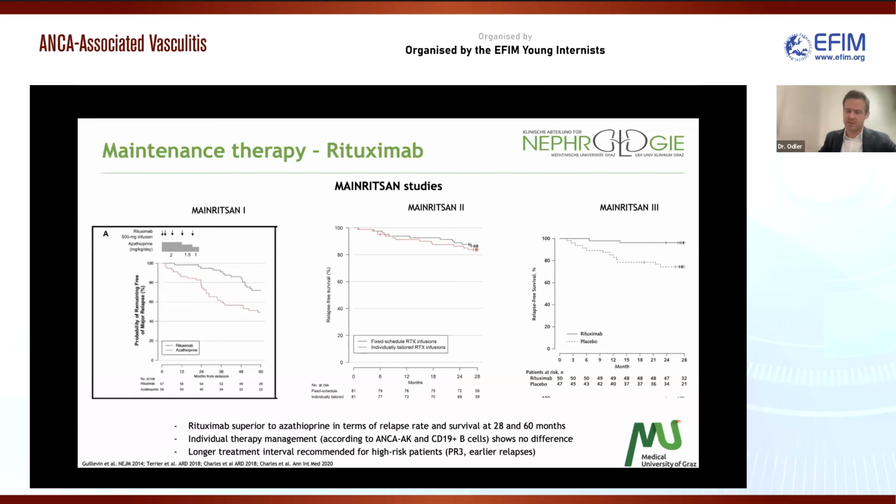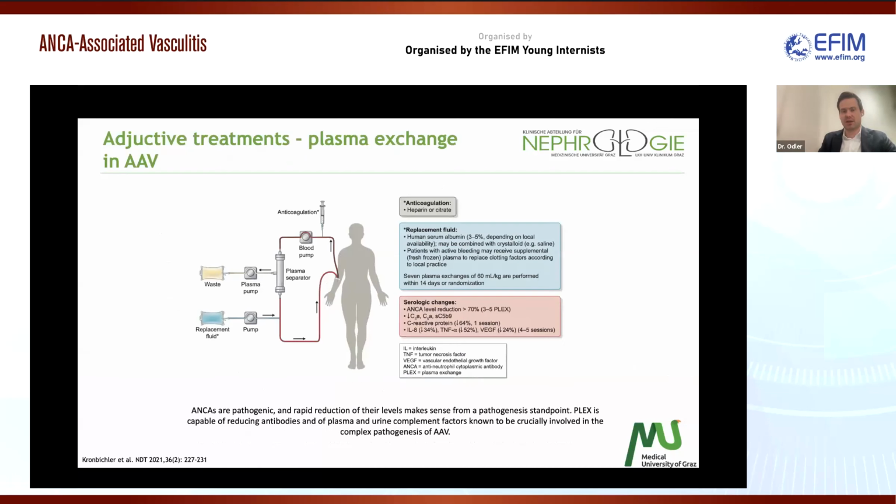What we learned from these studies was first that rituximab is superior to azathioprine in terms of relapse rate and survival at 28 and 60 months as well, so after 5 years. Individual therapy management, according to ANCA antibodies and CD19 B cells, showed no difference. So if you are using rituximab, then you should not use ANCA antibodies and CD19 B cells to drive your therapy. And we also saw that longer treatment intervals are recommended in patients with high risk of relapses, like in those with PR3 positivity or earlier relapses.